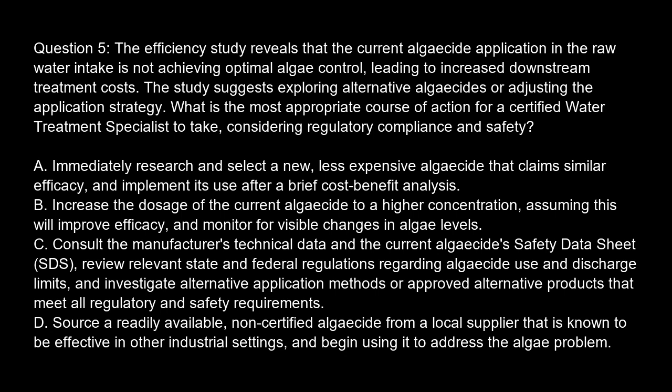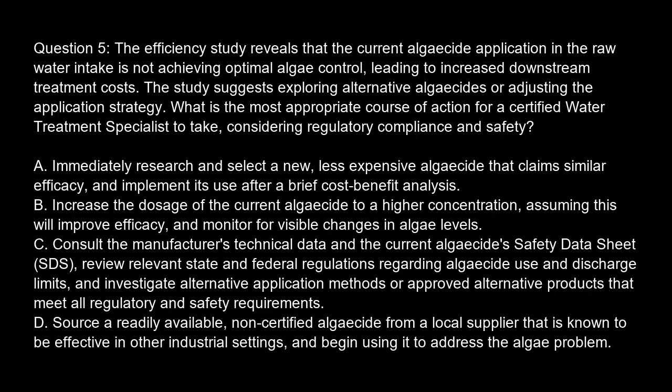Option A. Immediately research and select a new, less expensive algicide that claims similar efficacy and implement its use after a brief cost-benefit analysis. Option B. Increase the dosage of the current algicide to a higher concentration, assuming this will improve efficacy, and monitor for visible changes in algae levels.